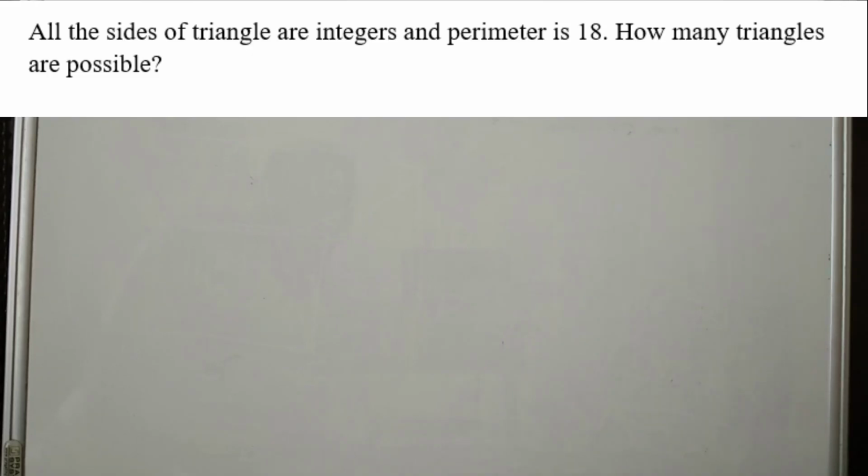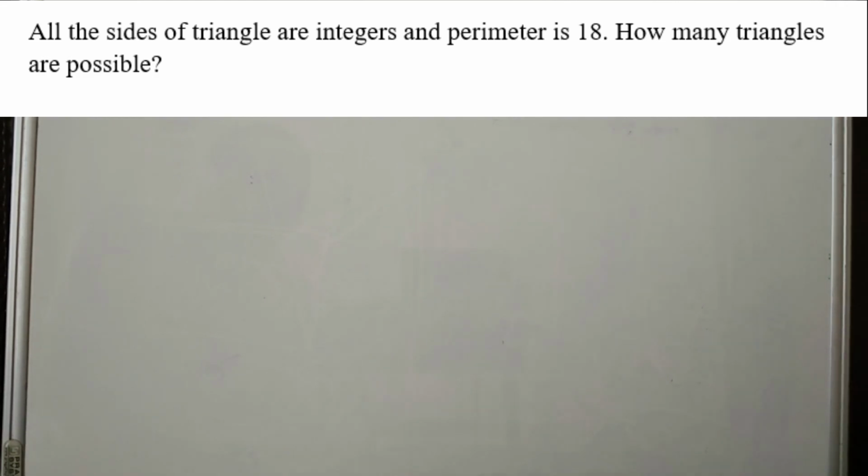Let's see the next question. The sides of the triangle are integers, the perimeter is given to be 18, and how many triangles are possible? These types of questions also appear very frequently. We will see this question by two methods. First, the conventional method, by logic, on how we can develop the triangles, and second, the shortest way, which is one direct formula to count the number of triangles possible. So let's see the first method, which is by logic.